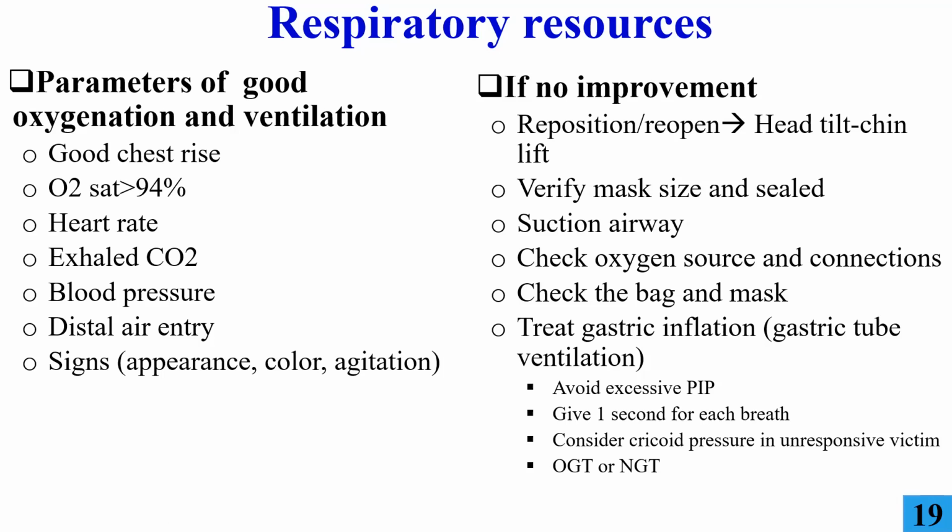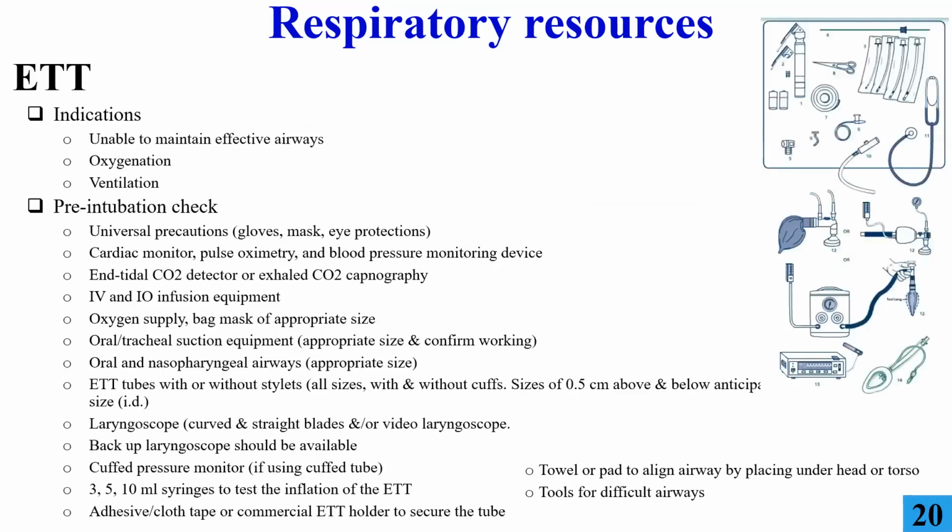So remember, you need to reposition, you might need to do head tilt, chin lift, you might change the mask, you will look at your seal, you might need to suction, you might need to check your oxygen source, you might need to check your bag and your mask, you might need to deflate the stomach, you might need to avoid giving pressure more than 45. Now you might need to give a longer breath, you might need to slow down to give the breath, you might need to do cricoid pressure to prevent flow from the stomach into the lung. You might need an orogastric tube or nasogastric tube.